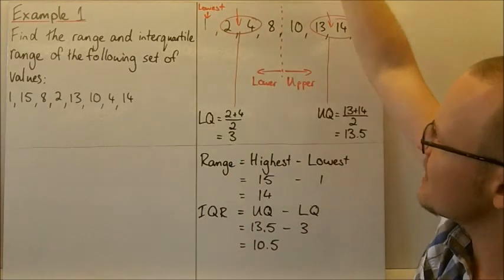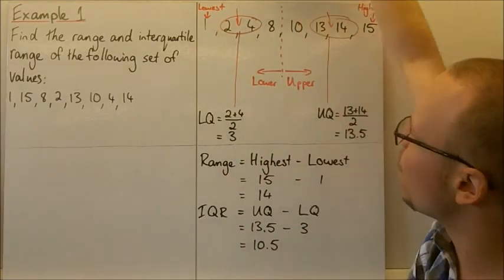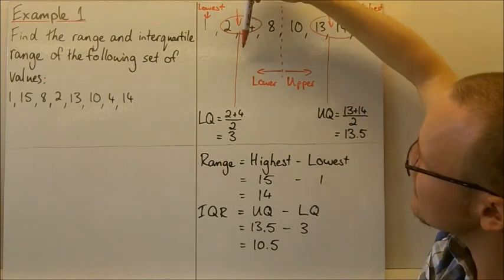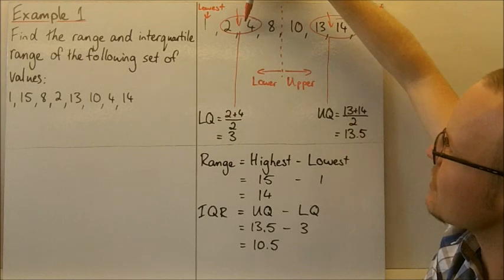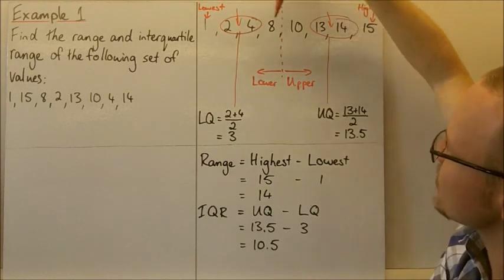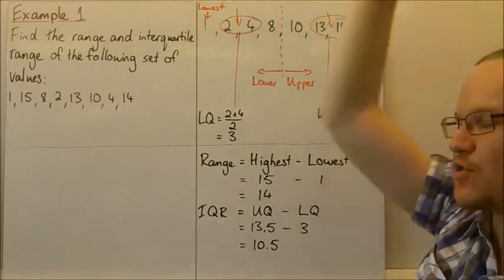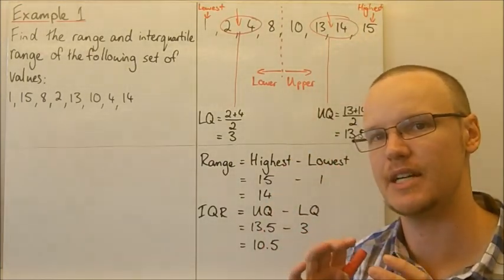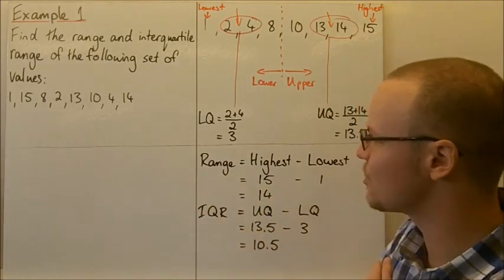So you can see, finding those quartiles, we've actually split it into 4. So here is the lower quartile, and that's split the lower half in two, and here's the upper quartile. So we've got 1, 2, 3, 4 even distributions of our data. So we can actually calculate now the range and interquartile range.